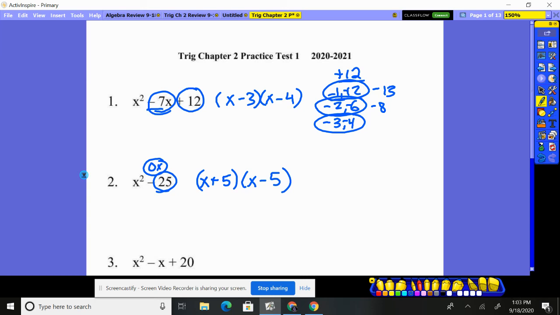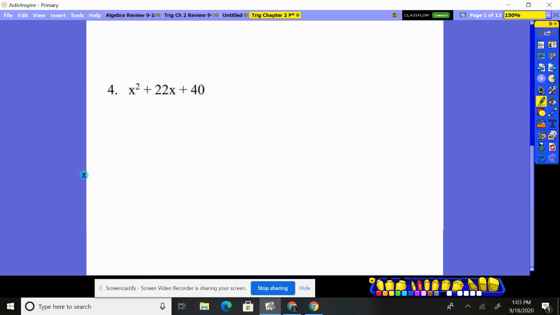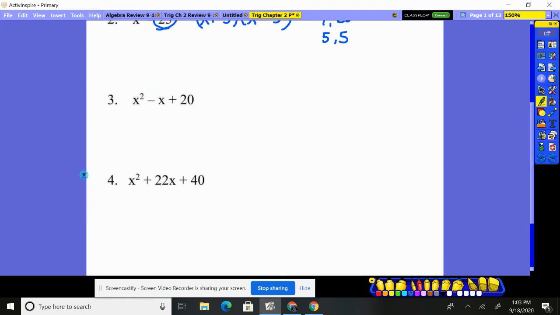Now you could have done 25. You could have listed the factors out, and you would have realized very quickly 1 and 25 doesn't get you anywhere, but the others do. All right, we've scrolled past 3. Here we are. There's number 3.